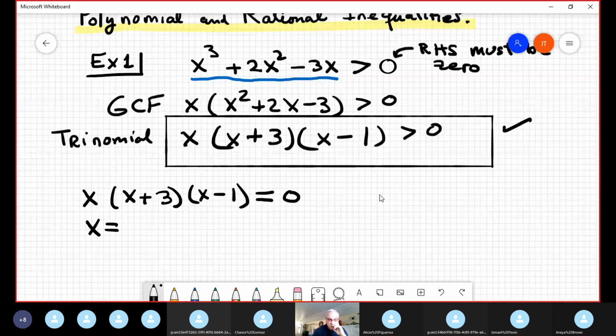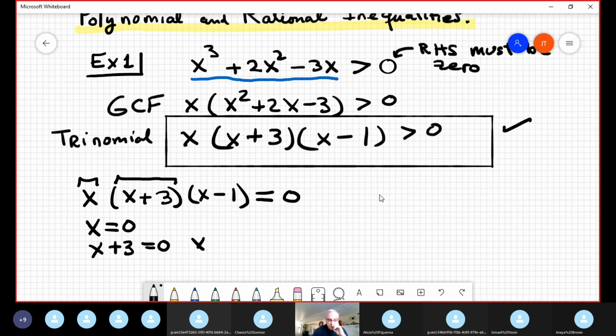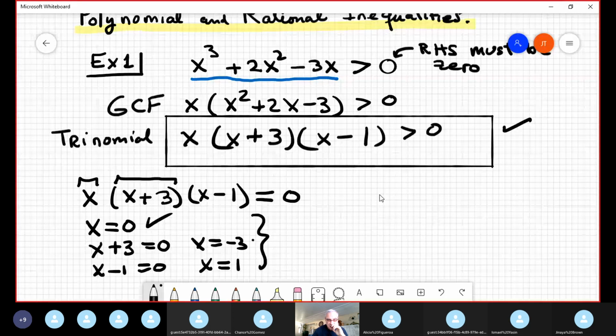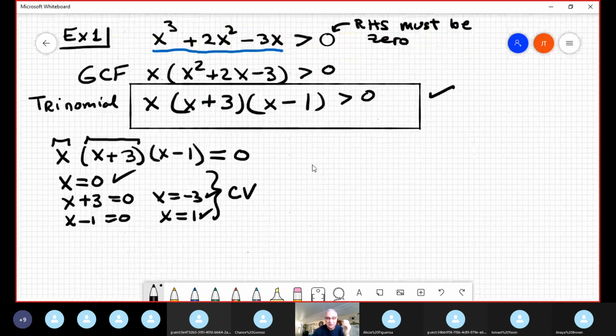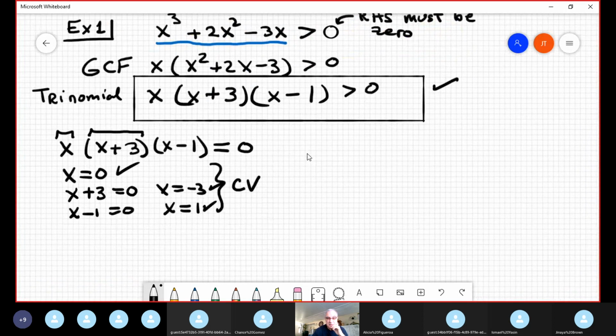So x is equal to 0. x plus 3 equal to 0, which obviously gives negative 3. And x minus 1 equal to 0, which obviously gives positive 1. So these values, 0, negative 3, and positive 1, are critical values. That is the technical name, critical value. And what is the application of the critical value? Well, critical values help me to understand the solution for this inequality.